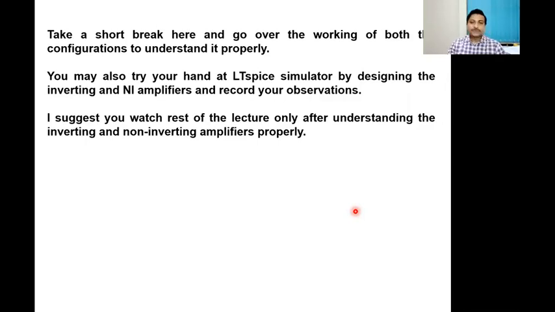Why we are emphasizing this so much is because the rest of the circuit design, all the operational amplifier circuits, are based on these two amplifier circuits. So if you understand these amplifier circuits properly, the rest all becomes just an extension of the same analysis. So go over these things, try to use the SPICE simulator, and then only look for the second part of this video.